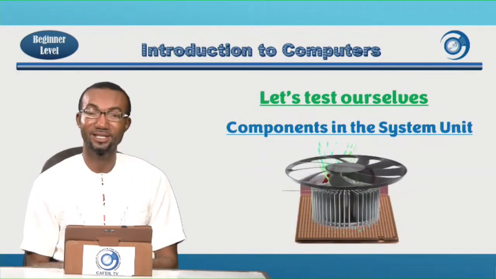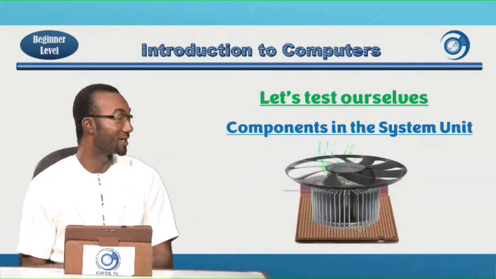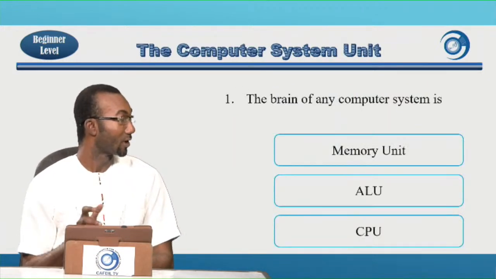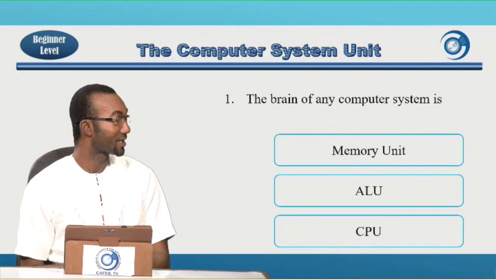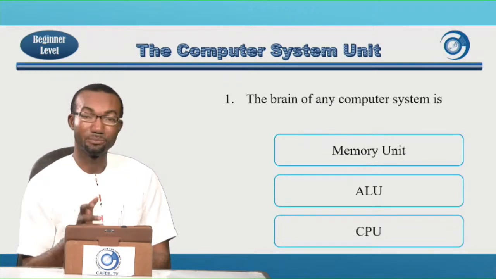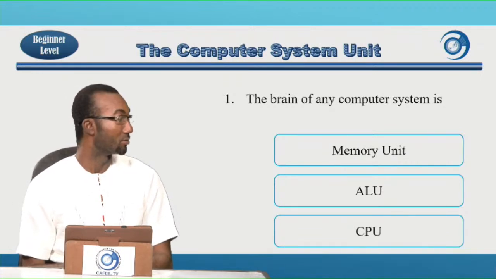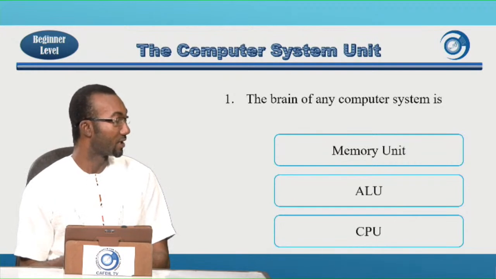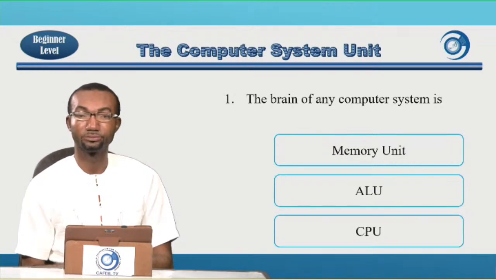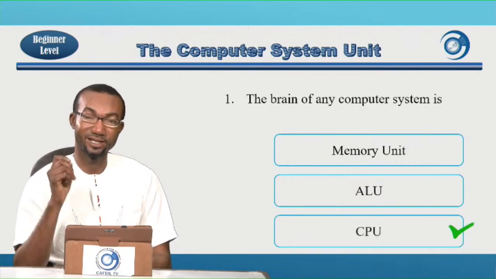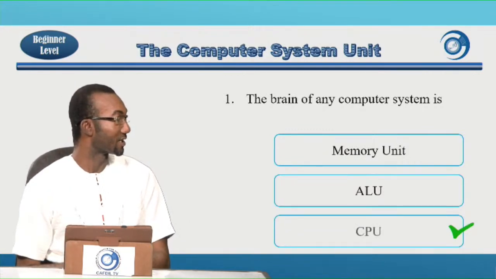Now, as usual, let's test ourselves before we leave this lesson. 1. The brain of any computer system is: we have memory unit, ALU, and then CPU. Good. The answer is CPU. That's the processor. It is the brain of any computer system.